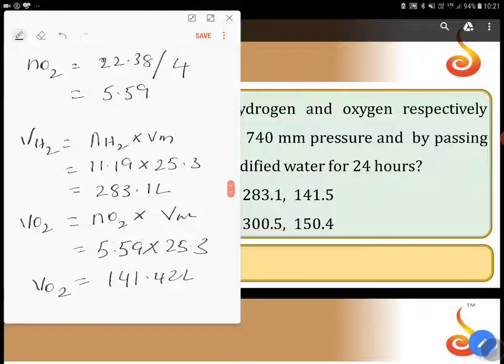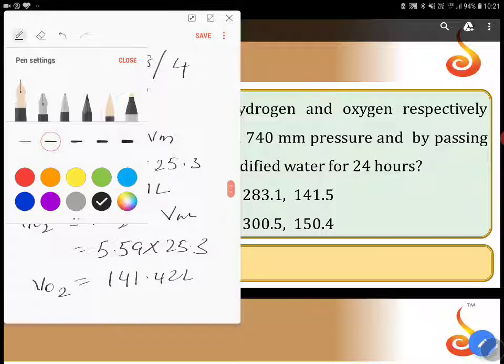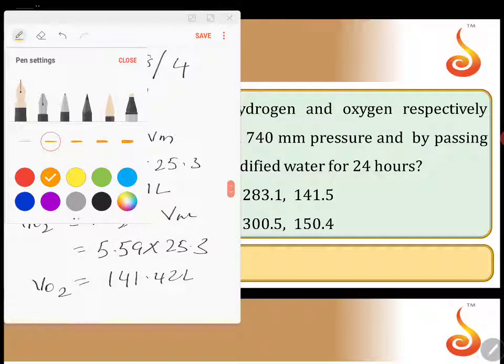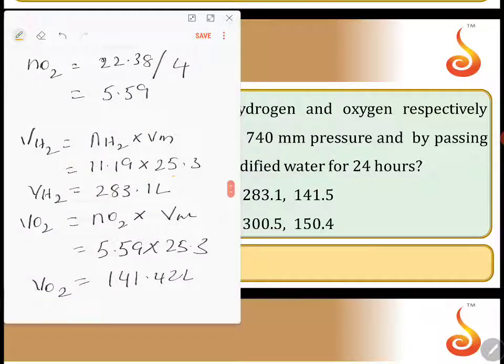So therefore our objective is to calculate the volume of hydrogen as well as volume of oxygen obtained when this much water is electrolyzed. That is the question given.